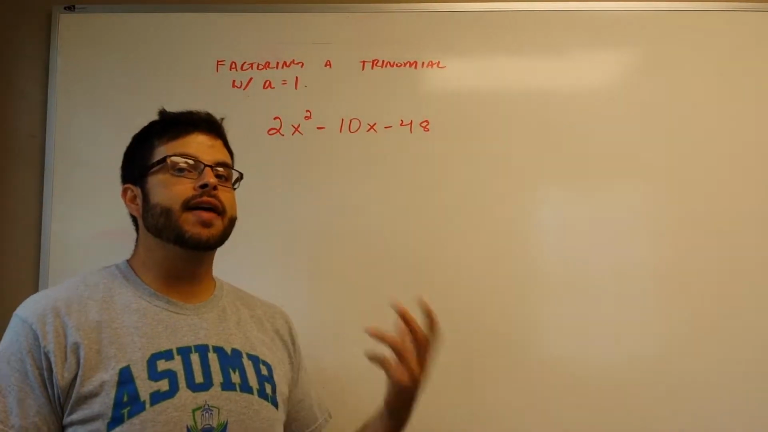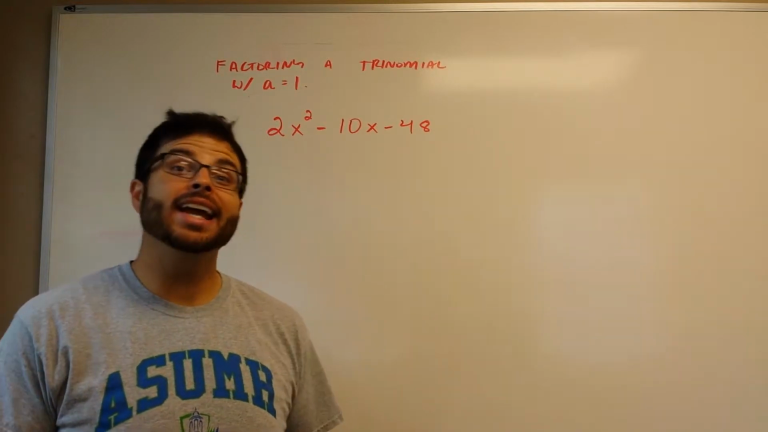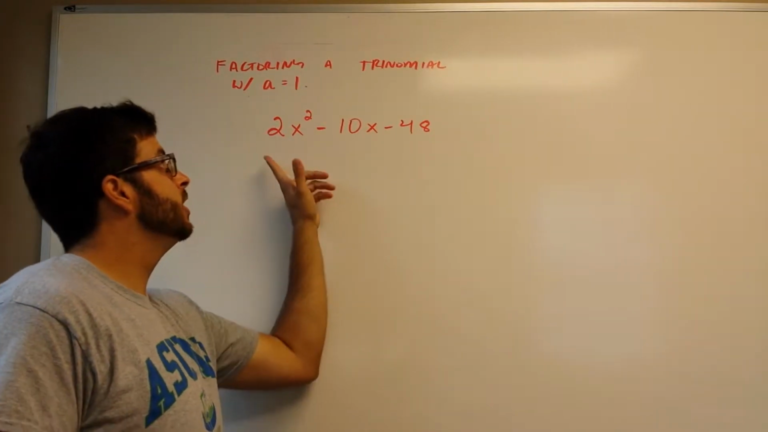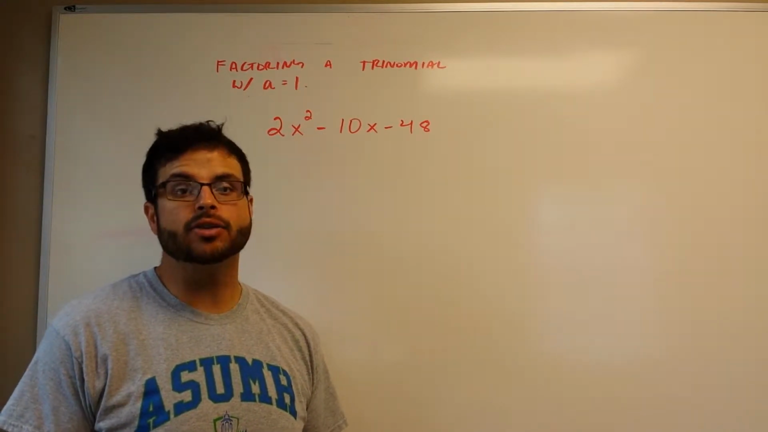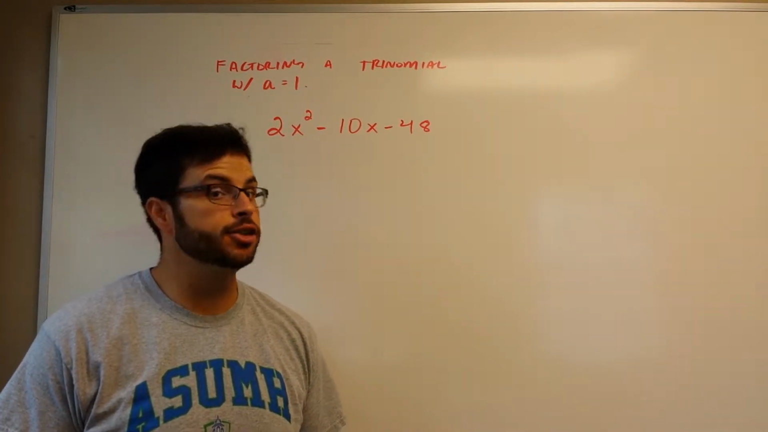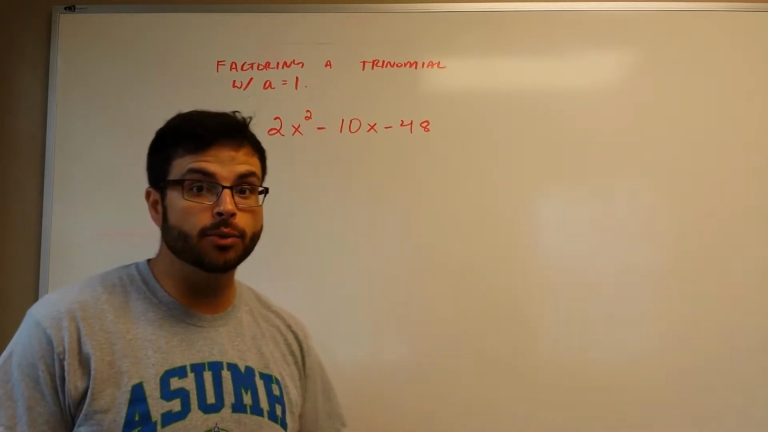This video is going to be over factoring a trinomial where a equals 1. Now our example today, the a doesn't equal 1, but the first step in any factoring problem should be to check to see if we have a GCF, greatest common factor, and we do.